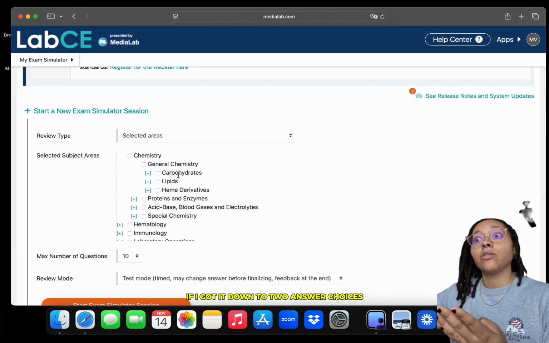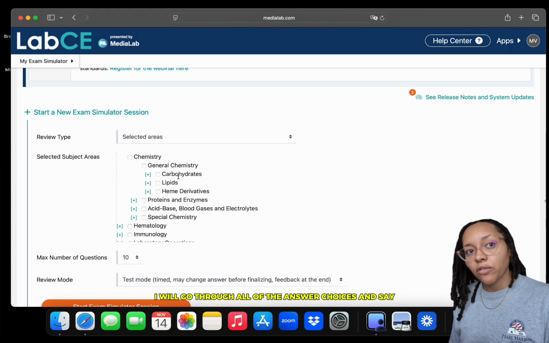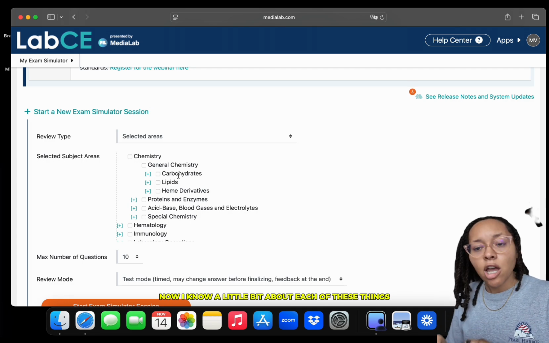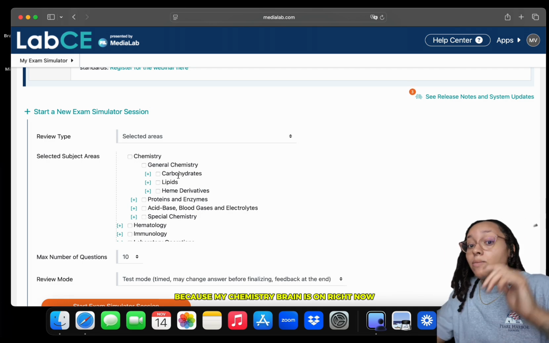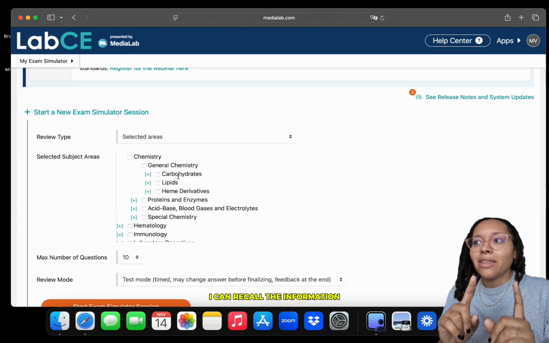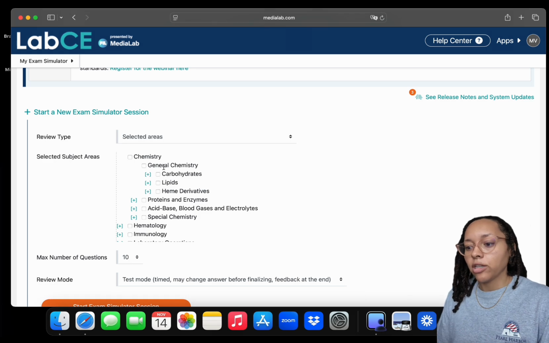If I got it down to 2 answer choices, I'll look at why I chose the incorrect one. I will go through all of the answer choices and say, now I know a little bit about each of these things. So when I get another question about it, because my chemistry brain is on right now, I can recall the information that I got from this question and use it on another question. So Monday, I'm doing general chemistry.